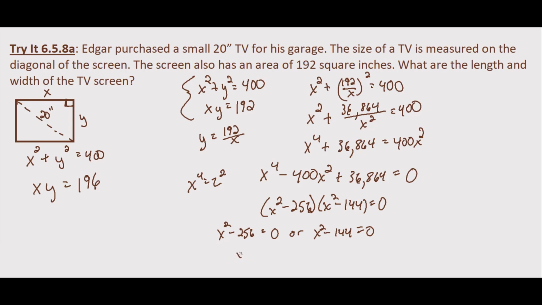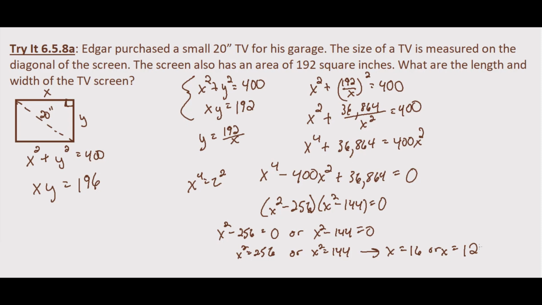That's going to give us x squared equals 256, or x squared equals 144. We're dealing with lengths here, so we know that it's not going to be a matter of having a negative value. So that means x equals the square root of 256, which is 16, or x equals the square root of 144, which is 12.